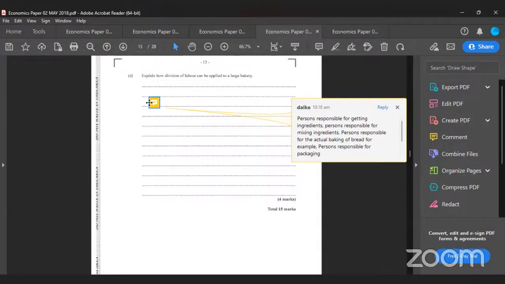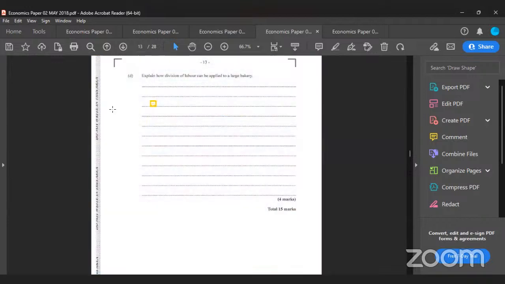So I wrote that you may have individuals responsible for getting ingredients, individuals responsible for mixing ingredients, individuals responsible for the actual baking, to preheat the oven and to time the oven and stuff like that. And you could also have persons responsible for packaging. So you can have the division of labor and have different persons doing different things, different persons specializing in different areas.